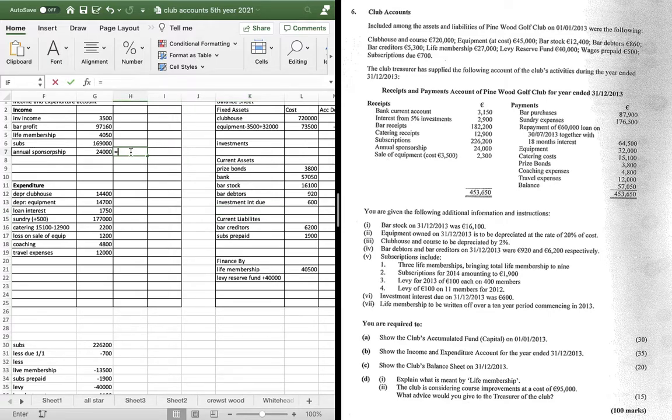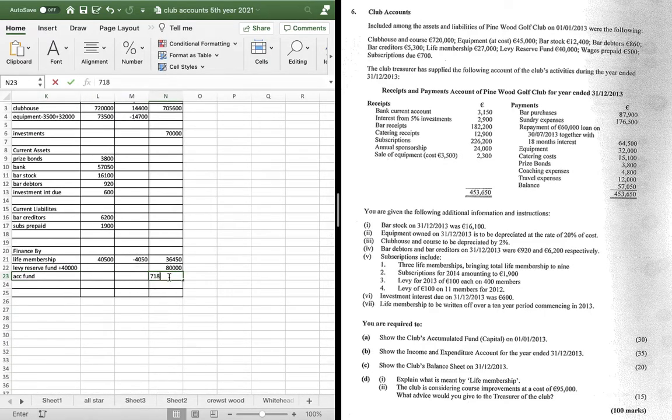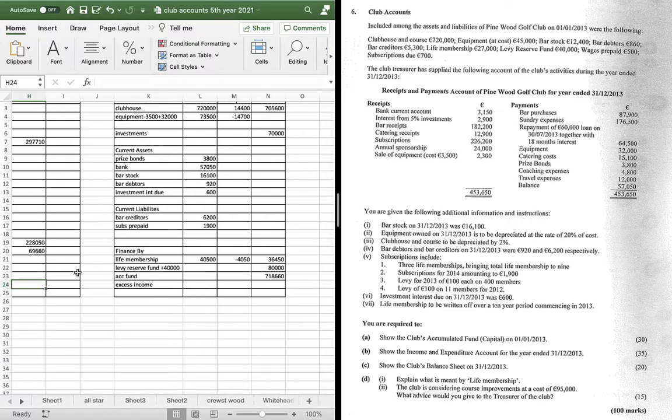So add up your income. Add up your expenditure. And we take them away to get our excess income. And then we just put those two numbers in. If you don't call it excess income, you lose marks. So don't leave it blank. So we put in our two answers, our accumulated fund of 718,660. And we put in our excess income from our income and expenditure of 69,660.